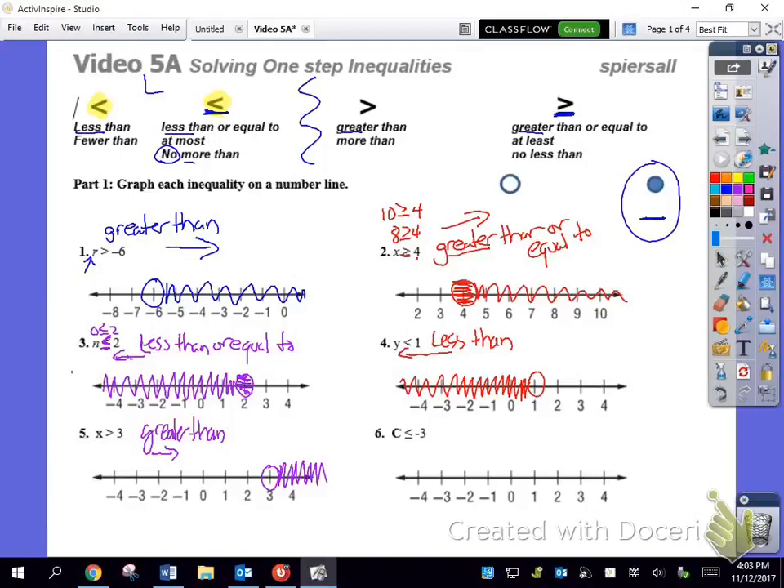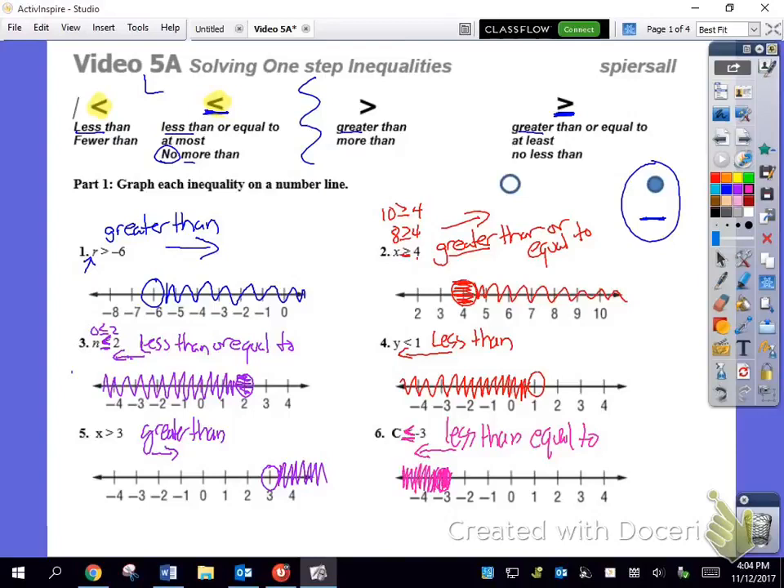Number 6, C is less than. See, this looks like a crooked L, less than, and since it has this line, you say or equal to. So I find -2, I shade in -2 because of the line, and then less than, you shade to the left. You shade to the side that has the L.